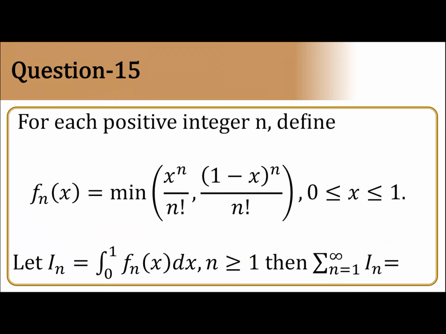Example 15. Very interesting example. They asked in KVPY: for each positive integer n, define f of n equal to minimum of x to the power n by n factorial, 1 minus x to the power n by n factorial, where x lies between 0 to 1. Let I n be the integral 0 to 1 of f n dx, and n is greater than or equal to 1. Then summation n equals 1 to infinity of I n. Please write down the question.